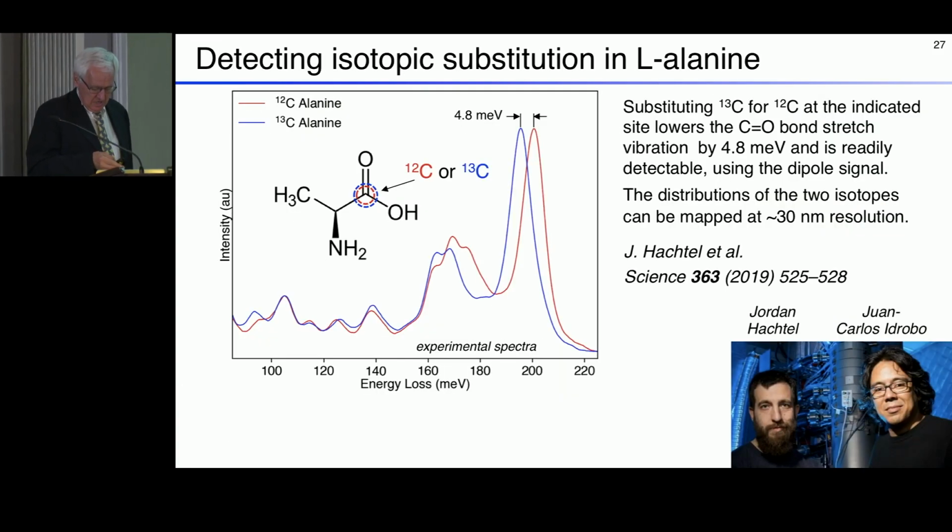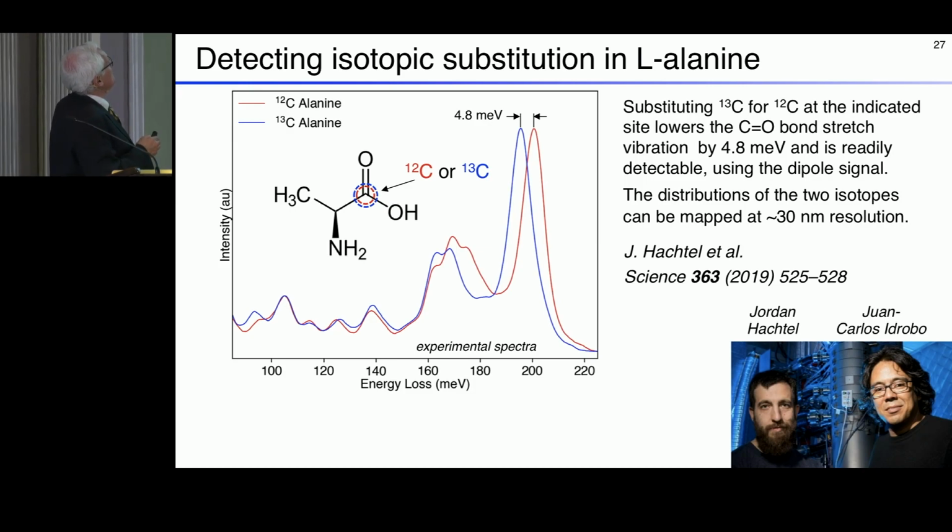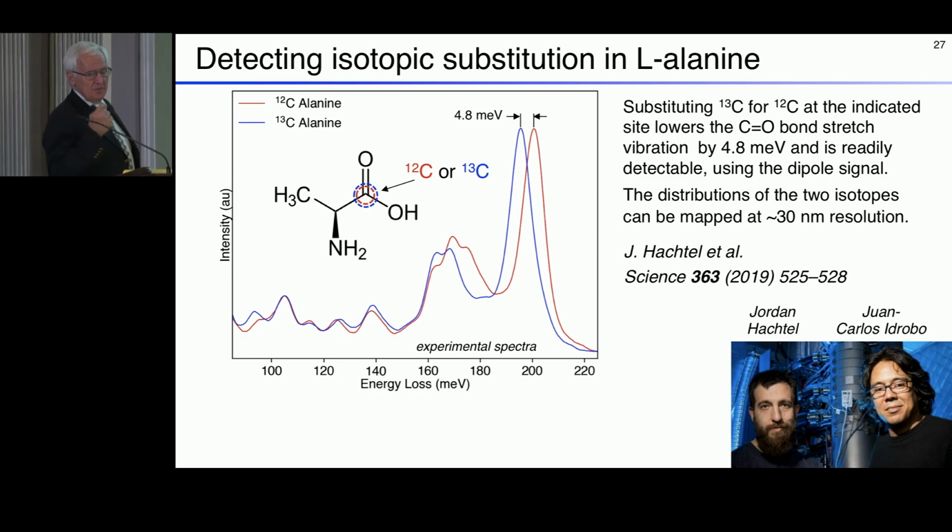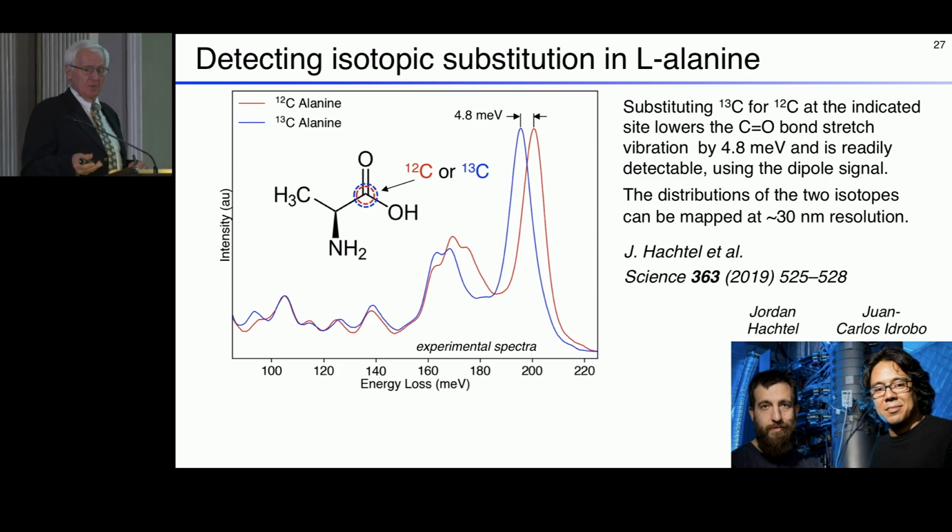It's quite powerful. That beautiful sharp peak exists in this molecule, L-alanine. And if you change this carbon atom here, swap carbon-12 for carbon-13, the peak shifts by 4.8 millivolts. And these are, by the way, experimental spectra. So we've gotten a little bit better in how to work on spectra to get rid of the noise. In principle, this biological molecule behaves exactly the same way, whether it's carbon-12 or carbon-13.